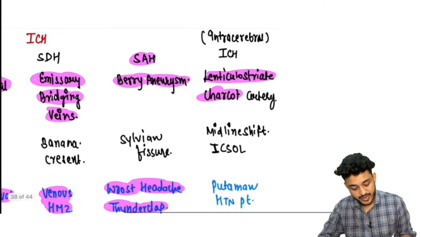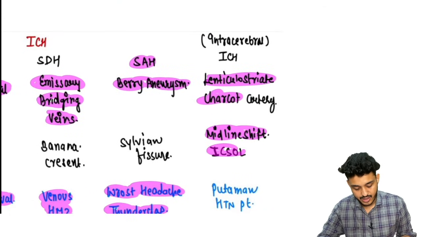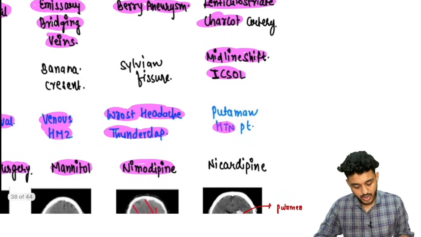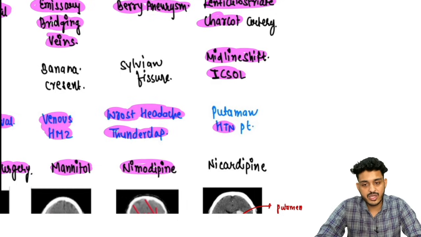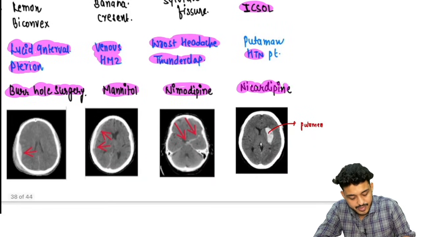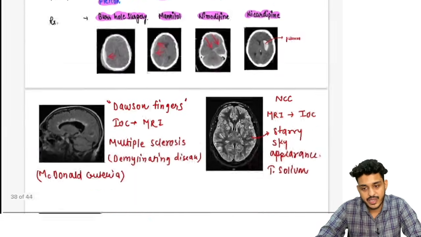Here you will be finding what? Midline shift will be there. An intracranial space occupying lesion will be there, and the most important site for this particular one is going to be your putamen. The drug of choice for this particular one is going to be nicardipine. Which drug will you give? We will give nicardipine.